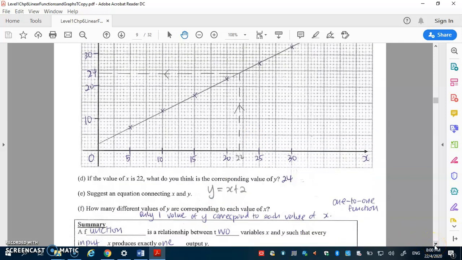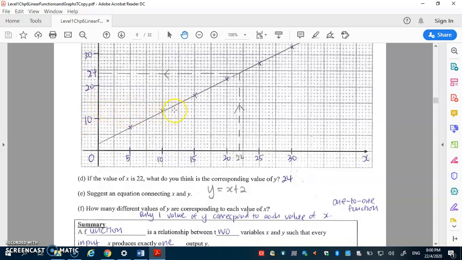Alright, now if you look at your graph that you have plotted, how many different values of y are corresponding to each value of x? If you realize, for example, when my x is 10, I draw a dotted line upwards, I read off, there is only one corresponding value of y, which is 12.